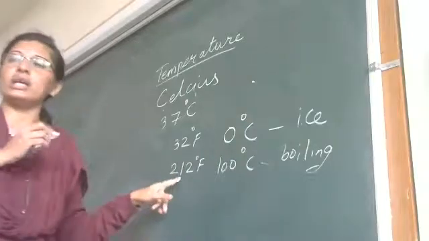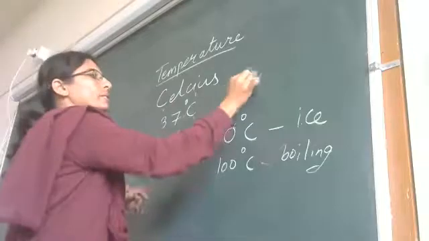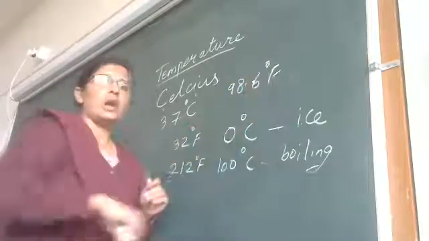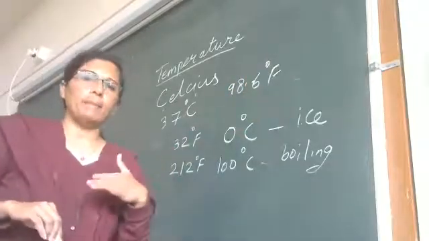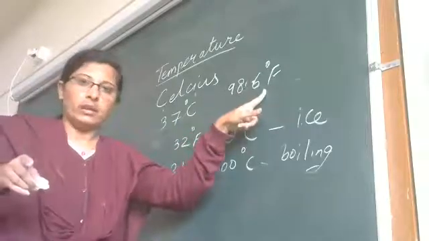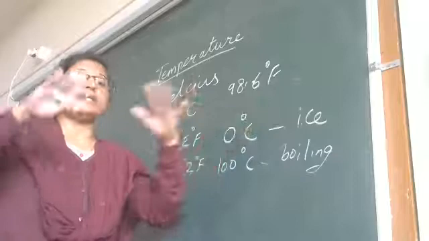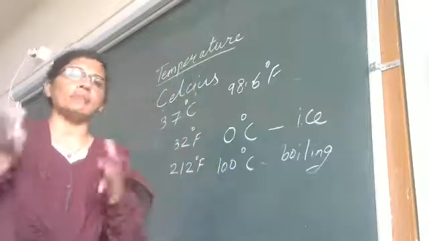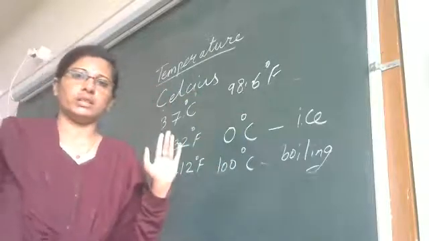And our normal body temperature is 98.6 in Fahrenheit. So if it goes above 98.6, that means you will be having fever.